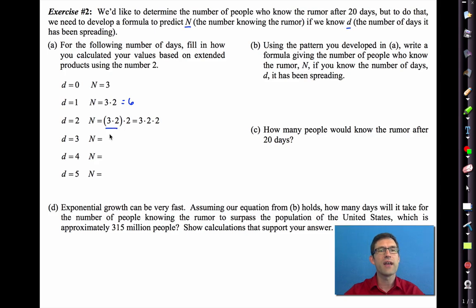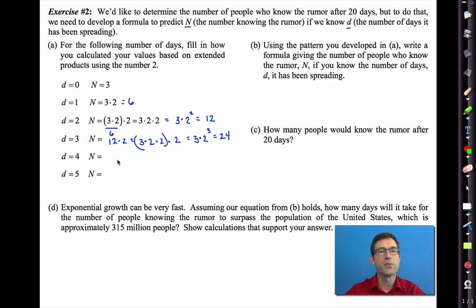Day 2, though, we take that 6 and multiply it by 2. But that's really based on the associative property of multiplication, the same as doing 3 times 2 squared, right? And then day 3, we've really got that 12 times 2, but that was 3 times 2 times 2. That was my 12 times another 2. So that's going to be 3 times 2 cubed, or 24.